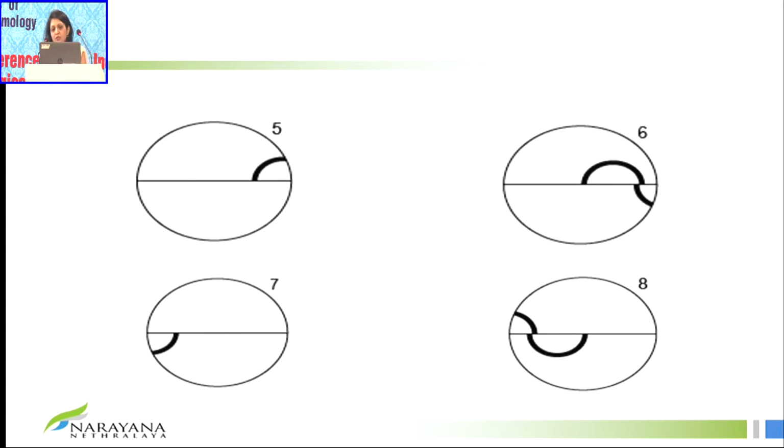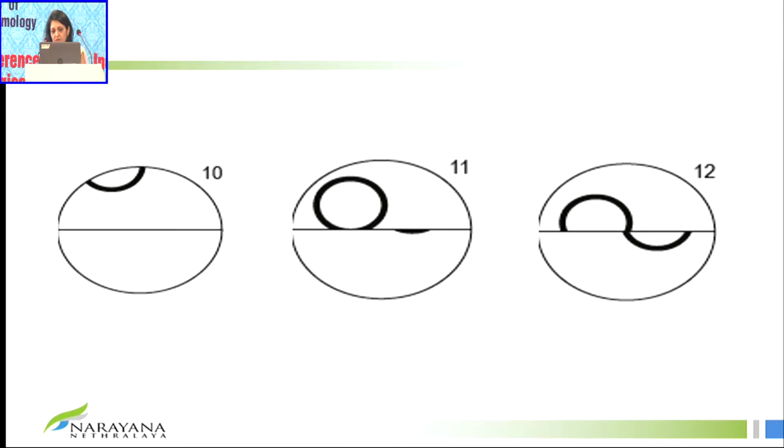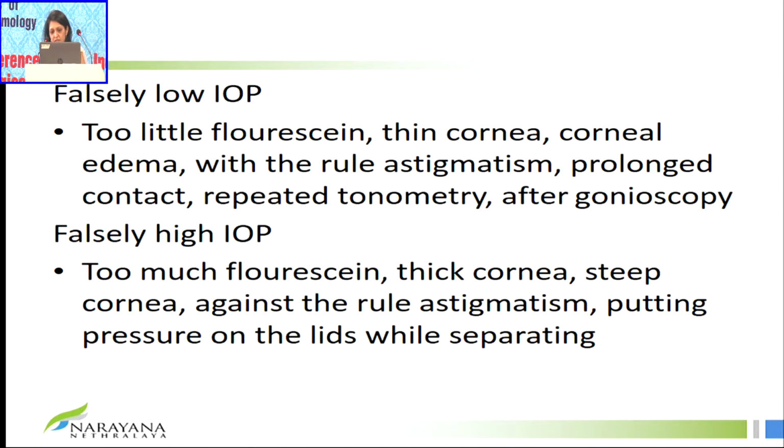So here in the top 2 figures, you see that the fluorescent rings are not seen, so you have not centered it right. In the top 2, you need to move it to the right. In the bottom 2, you need to move it to the left. Similarly, in this, you need to move the prism upwards to get the mires in the center.